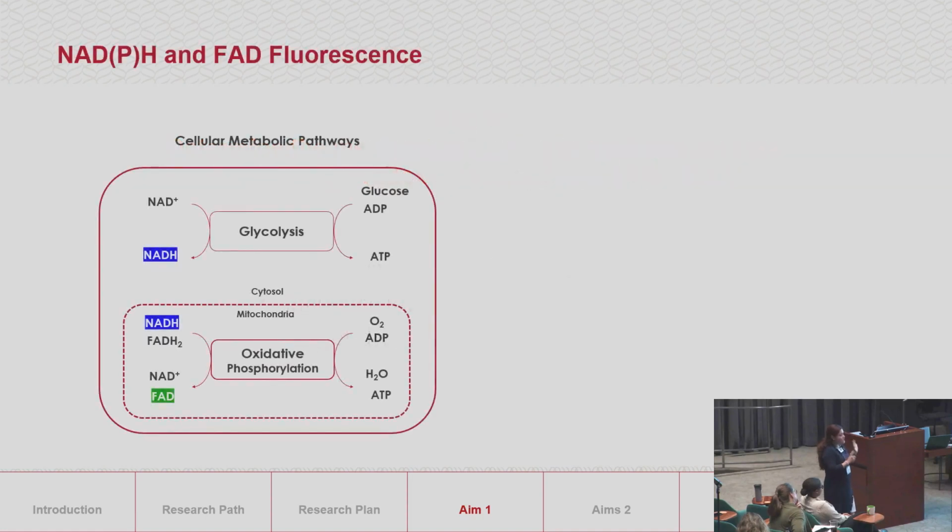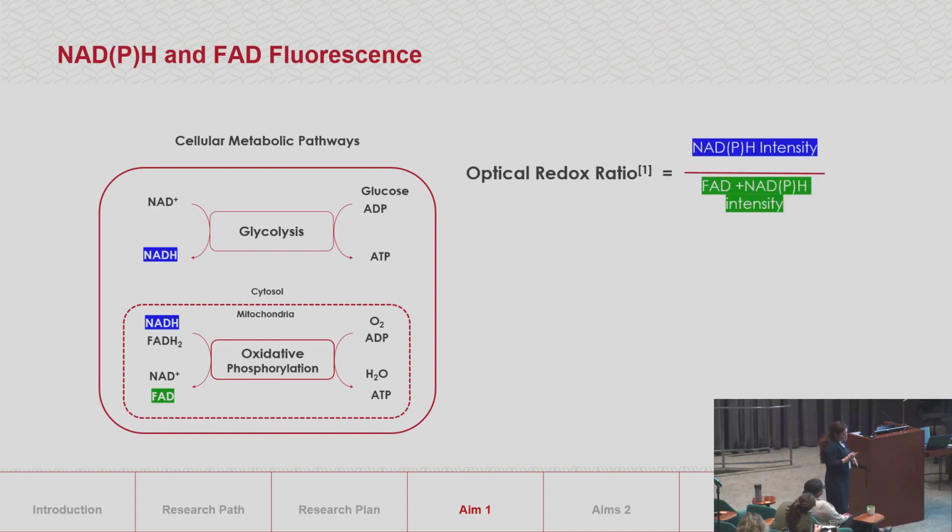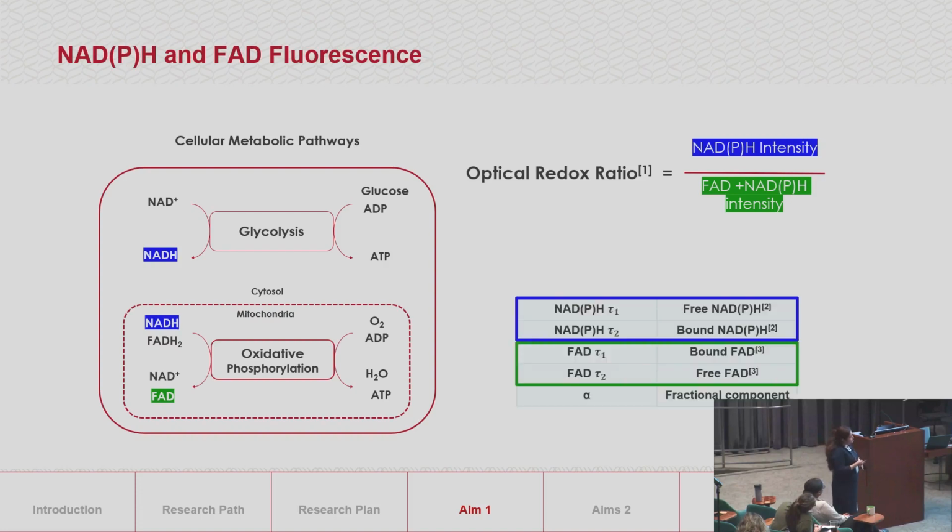So I use optical metabolic imaging, which is an engineering technique, to study these parasites. Using this technique, we are able to measure NADH and FAD in a non-invasive way in real or physiological conditions. We are also able to calculate the optical redox ratio and all these parameters that we can see here in this table.